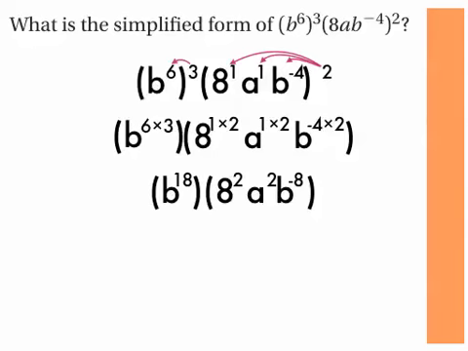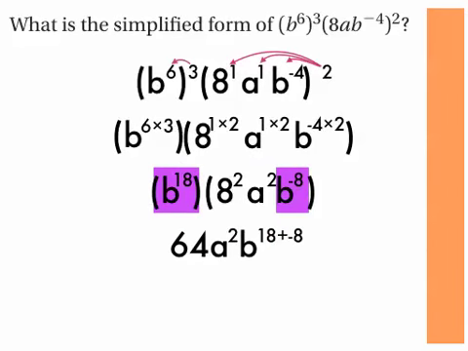Notice now I have like terms. I have a b to the 18th, and then I also have a b to the negative 8th. The only operation that I'm doing with all of these values is multiplying them, so I can go ahead and combine them. And I'm also going to go ahead and do 8 squared. 8 squared is 64. And then a squared stays the same. There's nothing that I can combine it with. And then it would be b to the 18th plus negative 8. Well, 18 plus negative 8 is 10. So my final answer would be 64a squared b to the 10th.